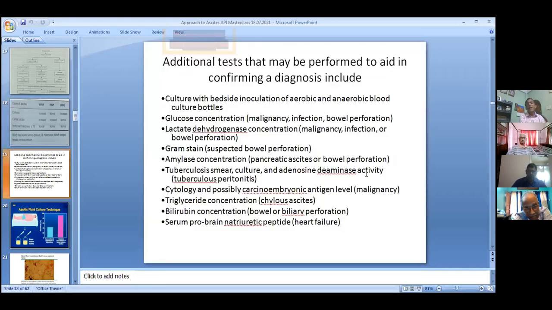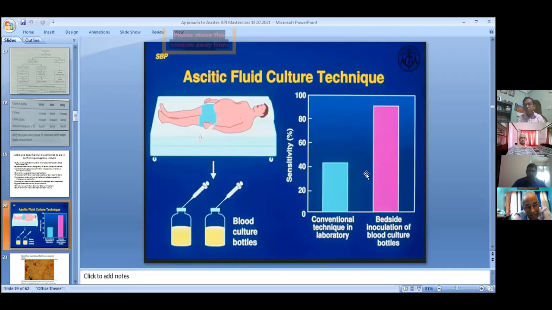So the additional tests I have already discussed. So ascitic fluid culture. This is an important step when you are suspecting a case of spontaneous bacterial peritonitis. Spontaneous bacterial peritonitis is an infective complication of cirrhosis. And the bacteria in the ascitic fluid are very scanty.